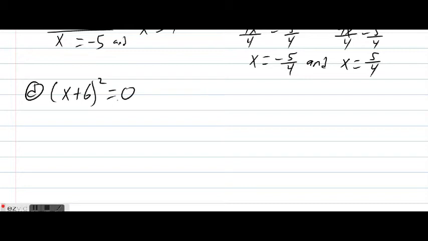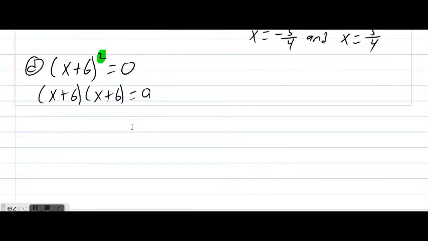Now think about what we were talking about when we said when something is squared. What does that mean again? Well, I'm hoping you remember. That just means we write it out 2 times. Okay, we're writing it out 2 times.